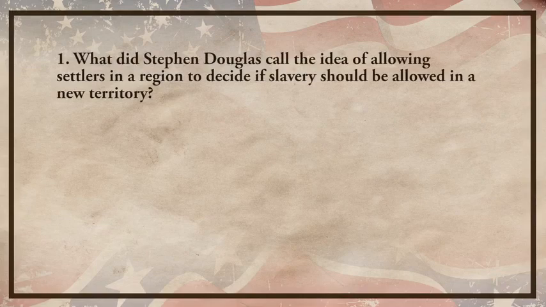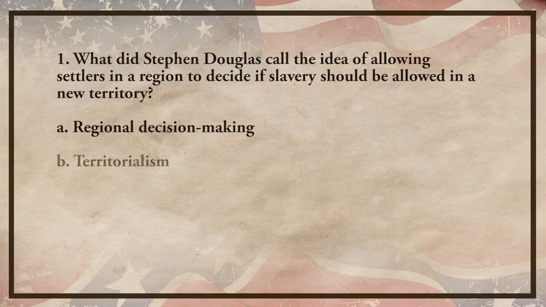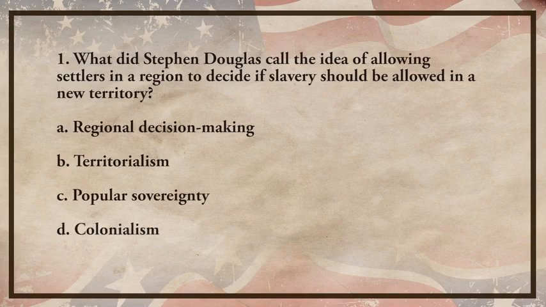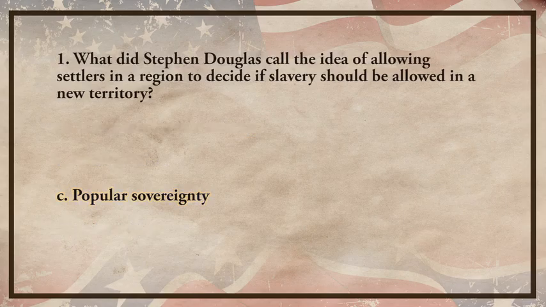Let's review what we have learned about the Kansas-Nebraska Act. Question 1. What did Stephen Douglas call the idea of allowing settlers in a region to decide if slavery should be allowed in a new territory? A. Regional decision-making. B. Territorialism. C. Popular sovereignty. D. Colonialism. The correct answer is C. Popular sovereignty was the idea of allowing the settlers of a territory to decide if they wanted to allow slavery.